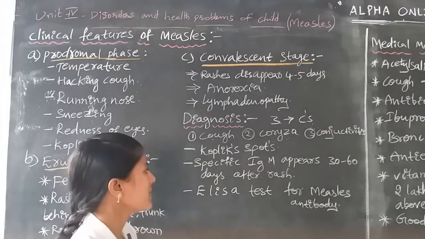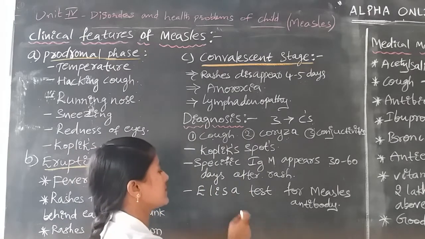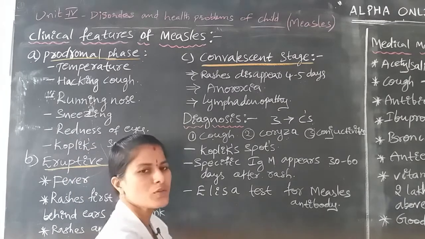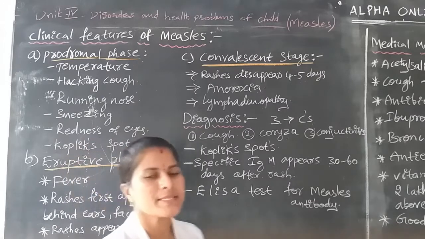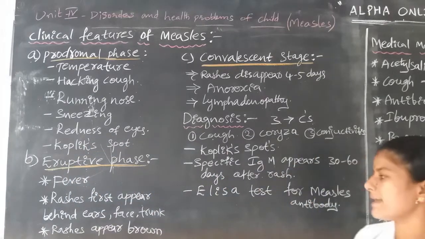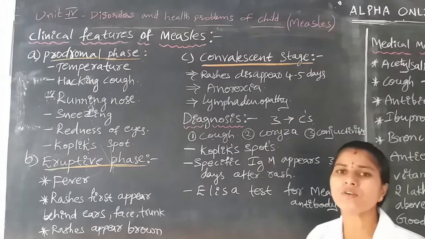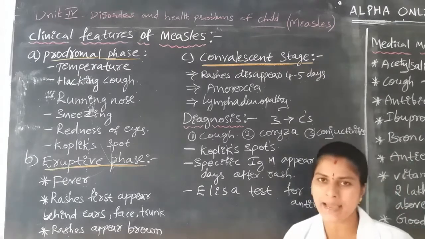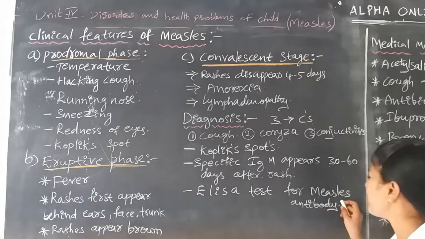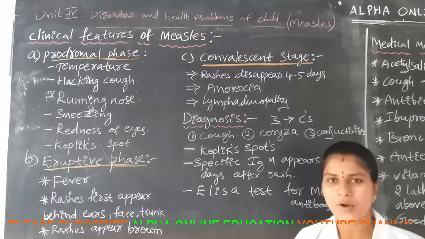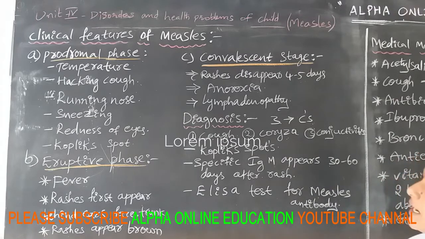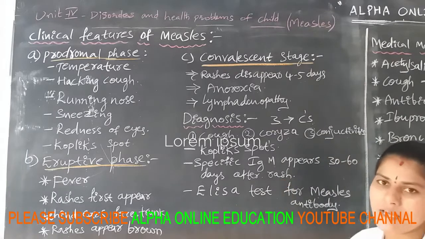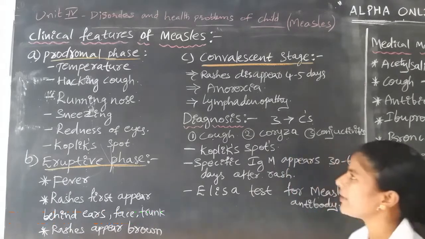Next, the ELISA test. What is the abbreviation of ELISA? Enzyme linked immunosorbent assay. What is the use of this test? The test is used for the detection of measles antibodies in the body of children who are suffering with the measles disease condition. This is the diagnosis for the measles disease condition.